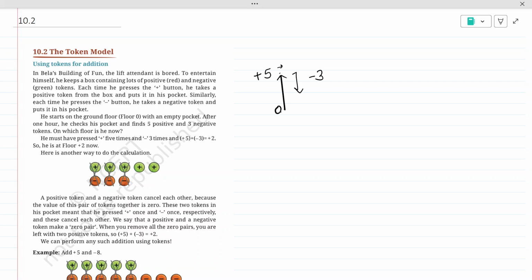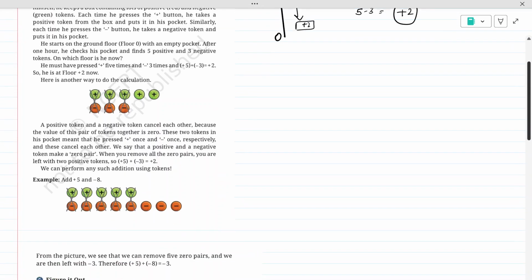This is simple. First he went to the 5th floor and then he came 3 floors down. That means he is currently on the 2nd floor. He is on the 2nd floor right now. Easy. This is the simple calculation we have done.